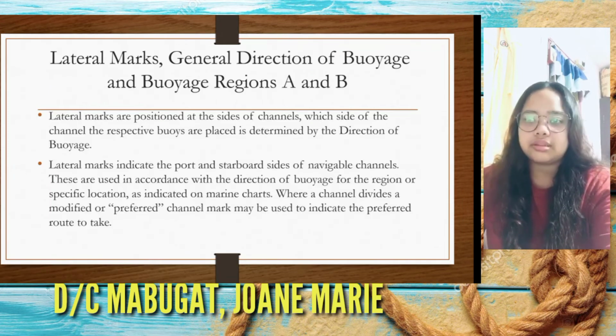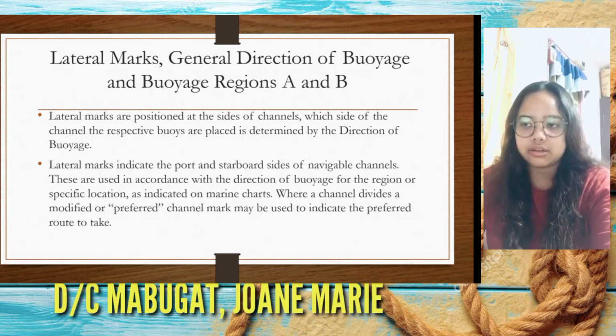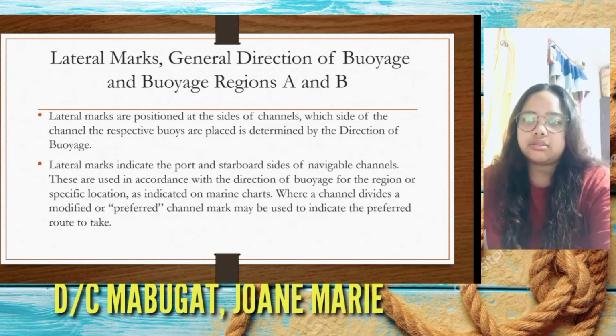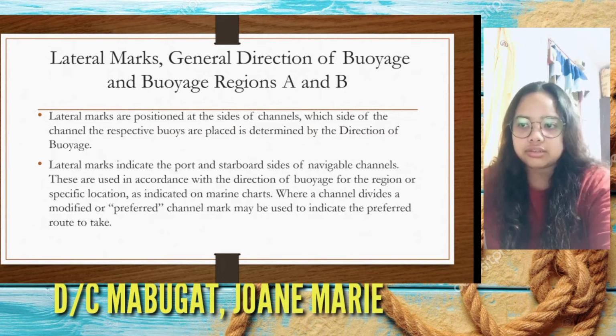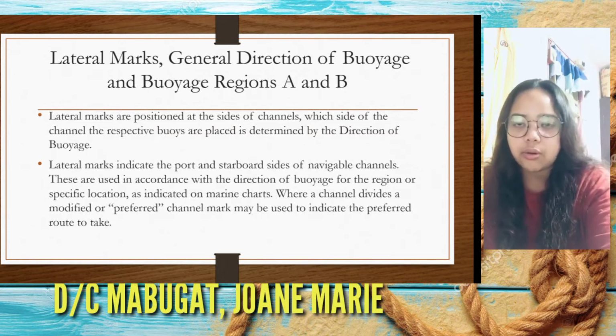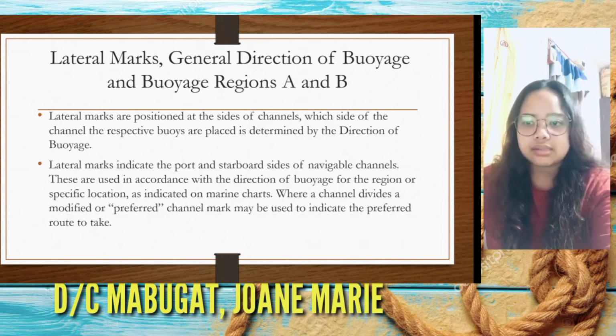Lateral marks are positioned at the sides of the channels. Which side of the channel the respective buoys are placed is determined by the direction of buoyage. Lateral marks indicate the port and starboard sides of navigable channels. These are used in accordance with the direction of buoyage for the region or specific location as indicated on marine charts. Where a channel divides, a modified or preferred channel mark may be used to indicate the preferred route to take.